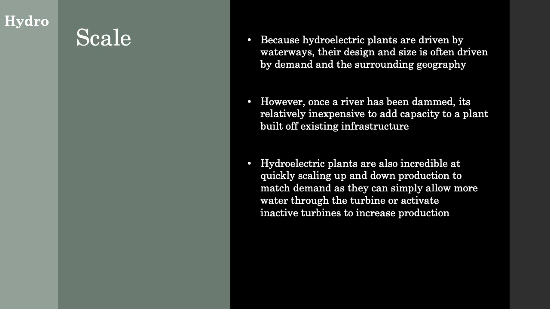Scale. Because hydroelectric plants are driven by waterways, their design and size are often driven by demand and, more importantly, the surrounding geography. However, once a river has been dammed, it's relatively inexpensive to add capacity to a plant, just building off existing infrastructure. Hydroelectric plants are also incredible at quickly scaling production up and down to match demand, as they can simply allow more stored water through the turbines or activate inactive turbines to increase production.